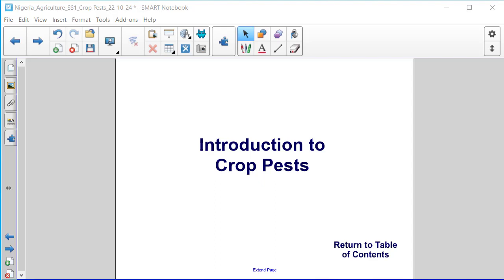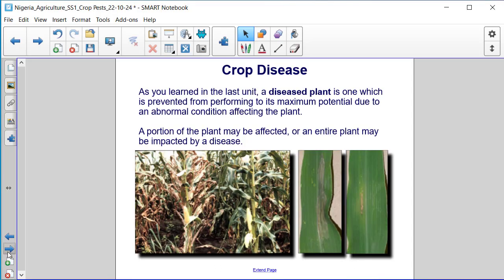Introduction to crop pests. Crop disease. As you've learned in the last unit, a diseased plant is one which is prevented from performing to its maximum potential due to an abnormal condition affecting the plant. A portion of the plant may be affected, or an entire plant may be impacted by a disease.